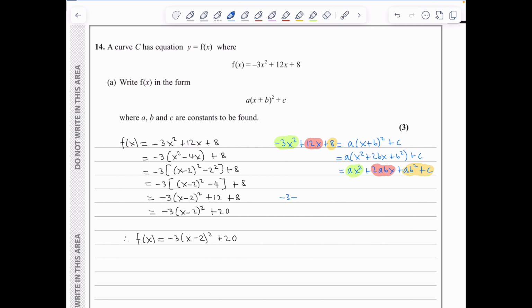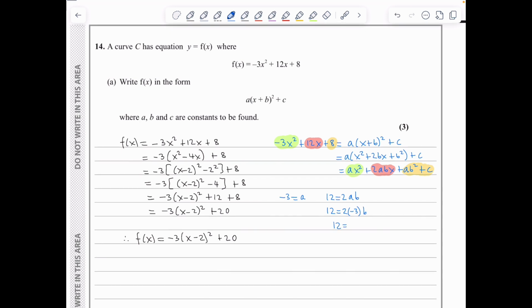We've got negative 3 is equal to a. Then we've got the 12 here being equal to 2ab. So if 12 is equal to 2ab, and we know that a is negative 3, it's going to be 2 times negative 3 times b, taking me to 12 is negative 6b, and therefore b is negative 2. And finally, the 8 is equal to ab squared plus c.